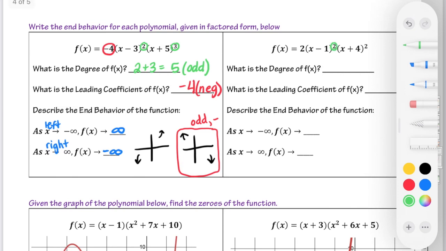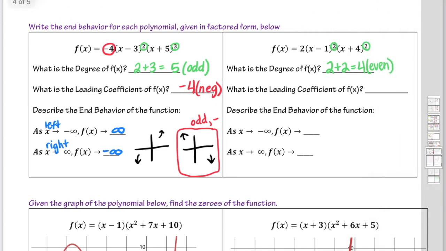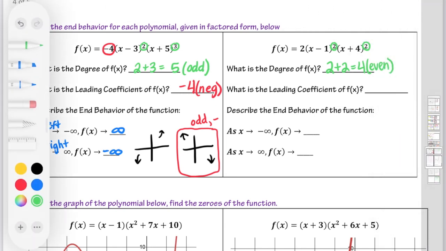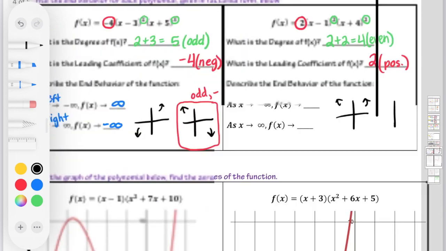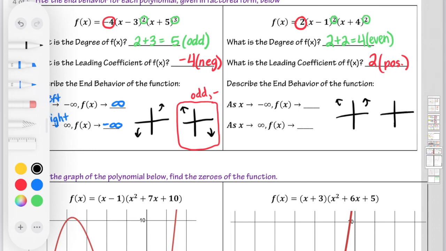Next one, same thing. To find the degree, we have to add our exponents. 2 plus 2 gives us a degree of 4, and we're going to need to know that that's even. My leading coefficient, I'm going to look at what's in front of all the parentheses. It's 2, and we're going to need to know that that's positive. Describe the end behavior. So I'm going to think about what I remember about end behavior. It's an even graph, so that means it's either going up on both sides or down on both sides. That's how I always remember.